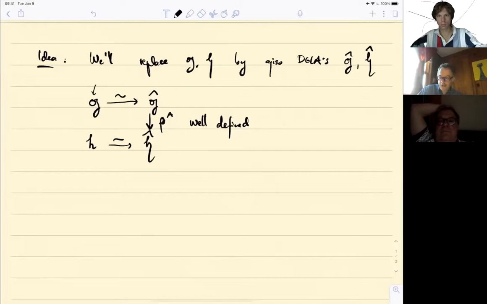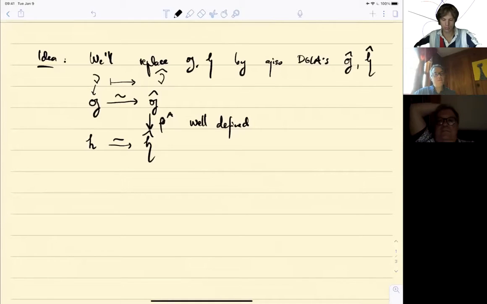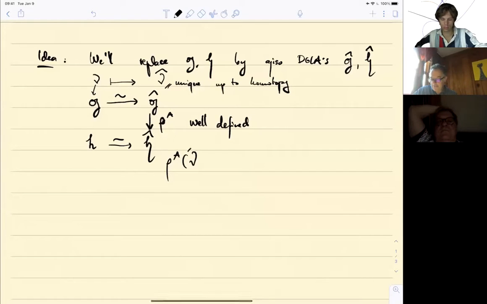In G, we have the special element, Maurer-Cartan element V. That would map to an element V hat here. We know that any DGLA map actually gives a map on Maurer-Cartan elements. And in fact, if it's a quasi-isomorphism, it gives an isomorphism on Maurer-Cartan spaces. So this one is again unique up to homotopy, just like V was. This V hat we can map to rho A of V hat here. This would be what we would call beta hat. It will live in this space.